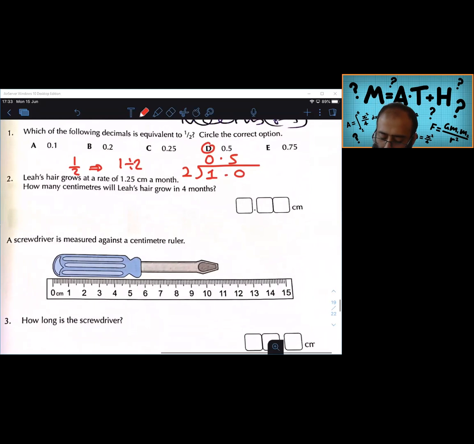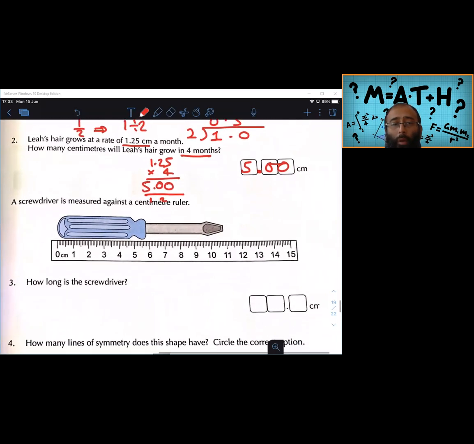Leah's hair grows at the rate of 1.25 centimeters a month, and she lets it grow for 4 months. So we're going to have 1.25, and we're going to multiply it by 4. That'll give you 5.00 centimeters. So 1.25 times 4.